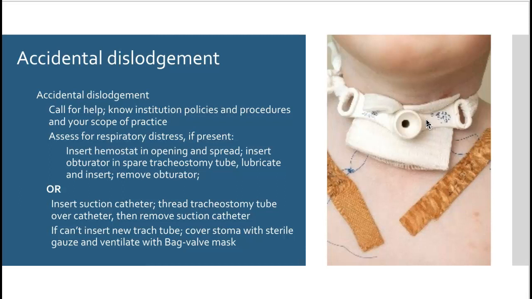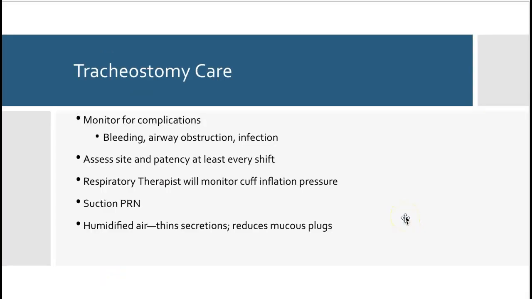If you can't insert a new trach tube, cover the stoma with sterile gauze and ventilate with a bag mask, providing air support until you get help. So when somebody has a tracheostomy, we have to do care for it. We're monitoring for complications such as bleeding, airway obstruction, or infection.